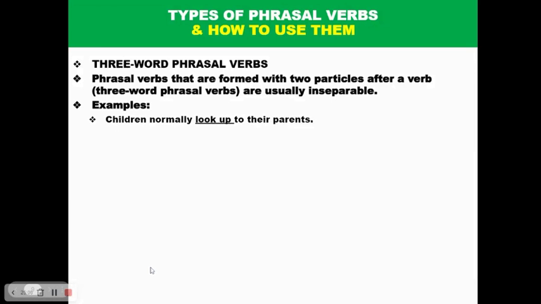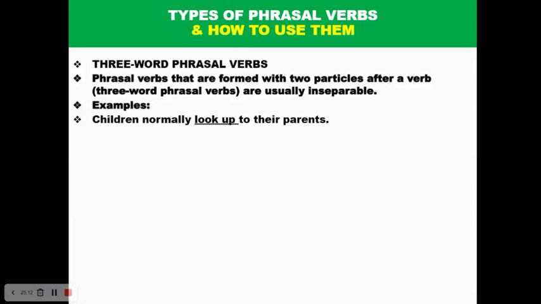Let's look at an example. Look up to. This is the three-word phrasal verb. Now, this is the verb, the phrasal verb, if you like. This is the verb, of course. Up and to are the particles. These are the particles. Okay. And so, nothing can come between the verb and the particles.